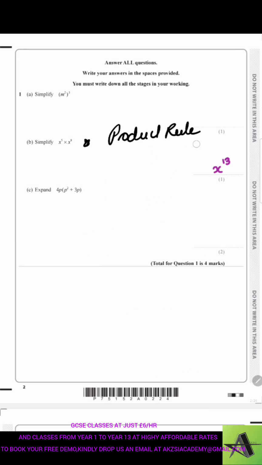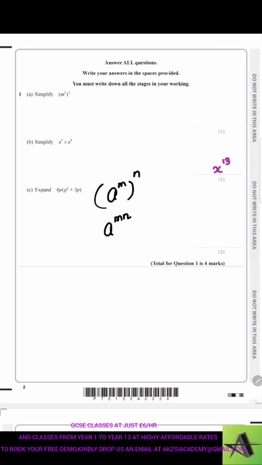Now moving on to the power rule. The power rule says there is a power over another power. So take a to the power of m, whole to the power of n. There is a power over another power, so I need to multiply them together. Similarly, it's m to the power of 2, whole to the power of 3. There is a power over another power, so it would be m to the power of 2 into 3, which is m to the power of 6. So the answer would be m to the power of 6.